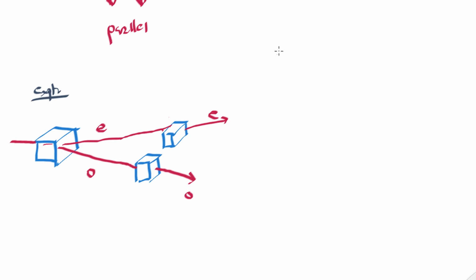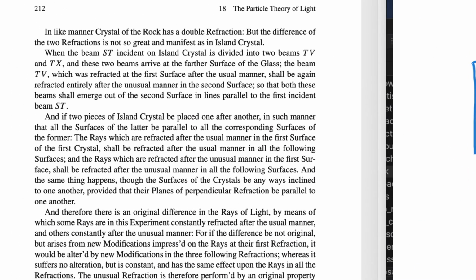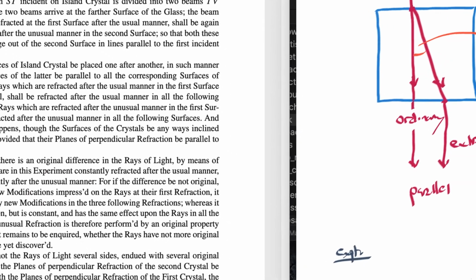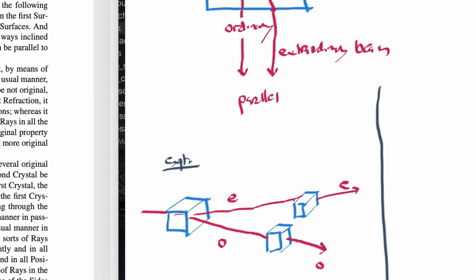Okay, so how is he going to try to understand this behavior? He has a few more variations on this experiment. Maybe I'll talk about those in a few minutes. But what he speculates, this is about the middle of page 212, he says, "And therefore there is an original difference in the rays of light, by means of which some rays are in this experiment constantly refracted after the usual manner, and others constantly after the unusual manner."